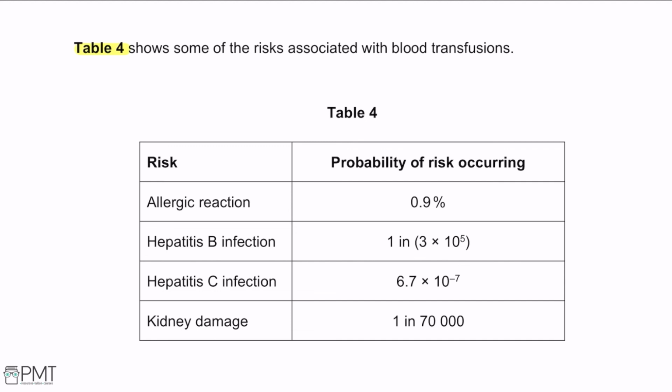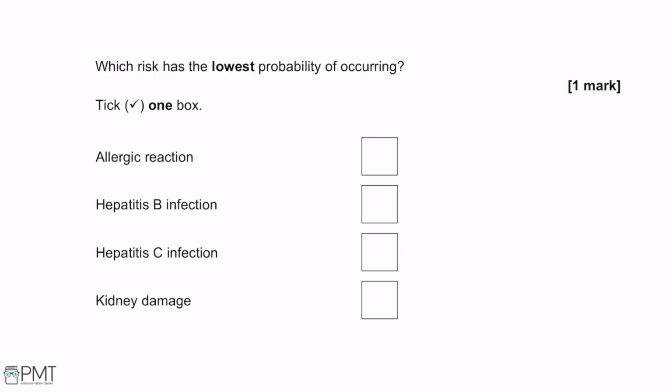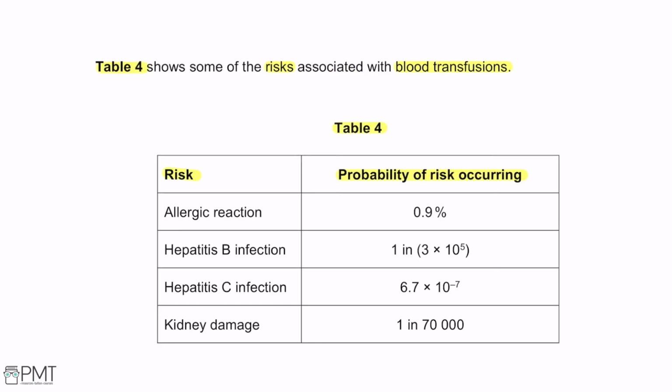Table 4 shows some of the risks associated with blood transfusions. So below is Table 4, the left-hand column shows risks, and the right-hand column shows the probability of that risk occurring. Which risk has the lowest probability of occurring? Tick one box, and this question is worth 1 mark. So what you'll want to do is have a look back at the table and convert all of those probability values into a form where they're easy to compare. So we can turn them all into percentages, for example.